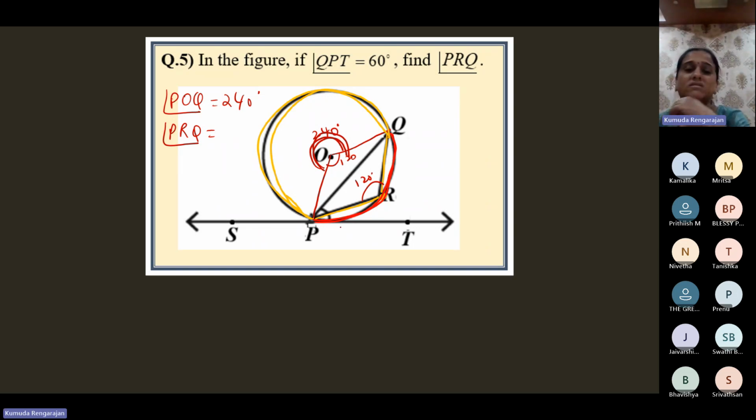But we go wrong here. Sometimes we know this is 120, so we say this is 60. In order to avoid that mistake, I also share this idea about the cyclic quadrilateral so that you can't go wrong there.